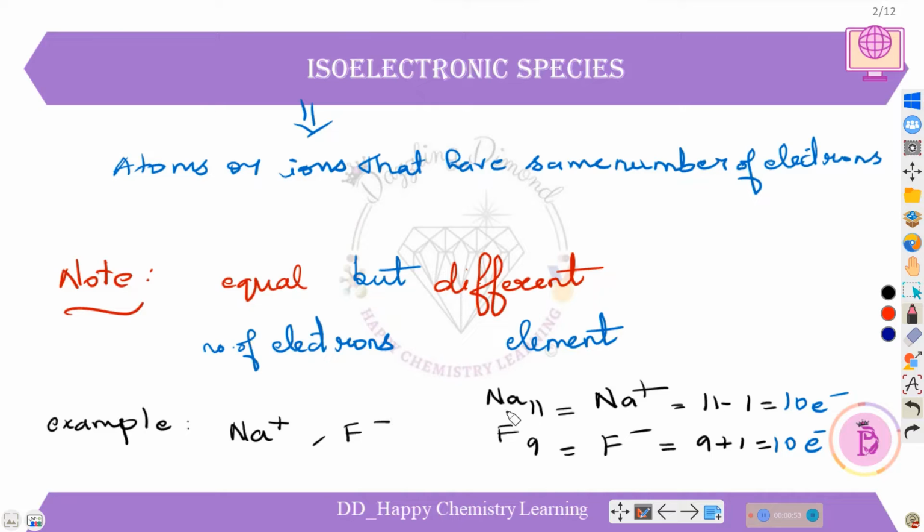Here you can see Na has the atomic number 11 and fluorine has 9, right? So the number of electrons present in sodium will be 11 and in fluorine 9. When it has the charge Na+, you subtract 1 electron from it: 11 minus 1, you get 10 electrons. Like that, in F-, you add 1 electron, that is 9 plus 1, getting 10 electrons. Hence these two have the same number of electrons. These two are isoelectronic species, right?